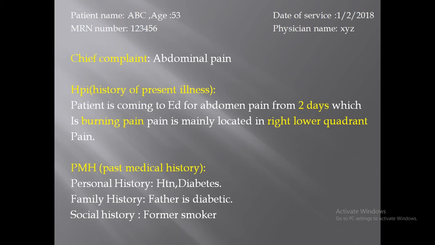So right lower quadrant pain will be the admission diagnosis. And then coming to the past medical history, the patient has hypertension and diabetes. This can also be coded based on the client guidelines. We need not stress on the family history and social history, because this is just information that the patient's parents are having any chronic conditions like that.